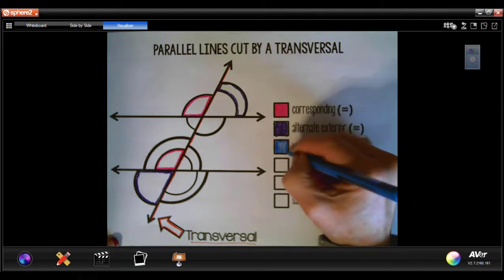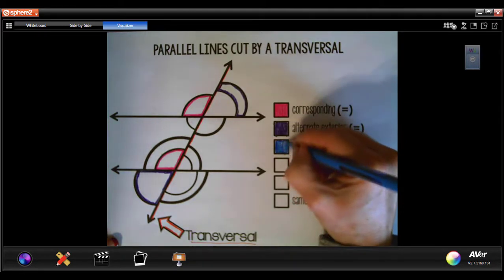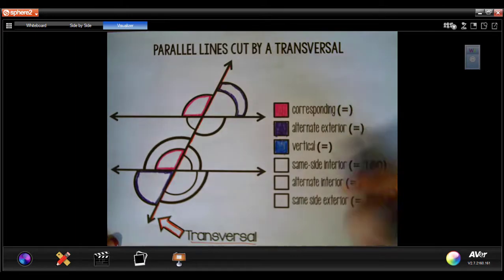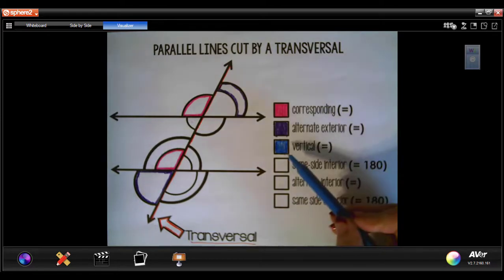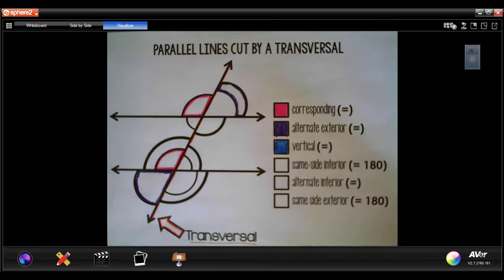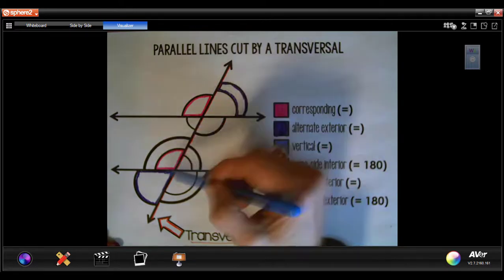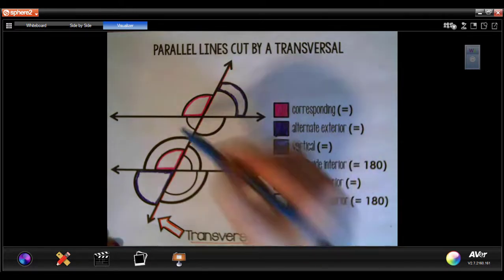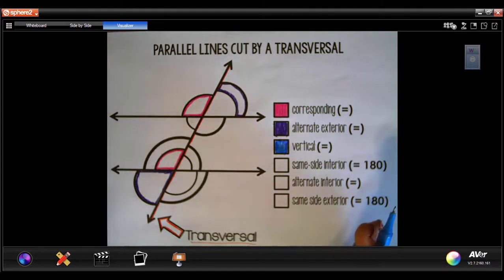Now, all of these angles that we have done so far are equal to each other. They are congruent. So vertical angles end up being opposite each other. Okay, so they're opposite, and we've got, again, a lot of pairs of vertical angles. These are the ones, though, for this particular picture.